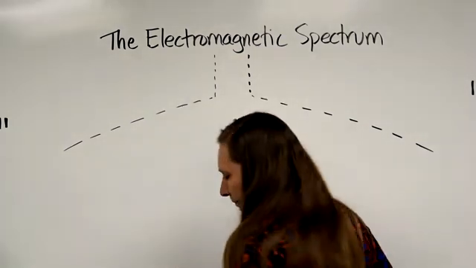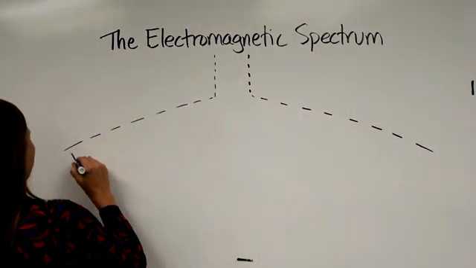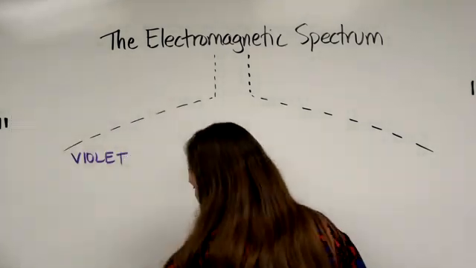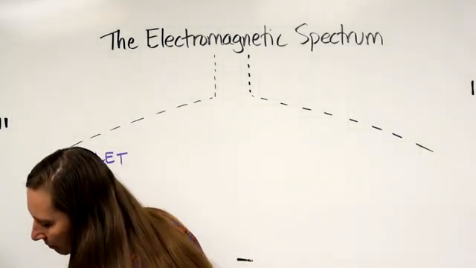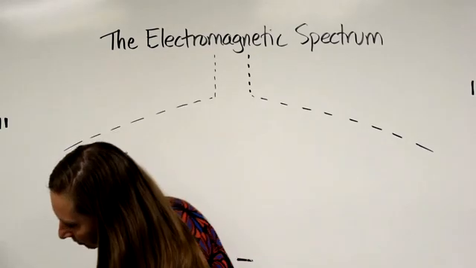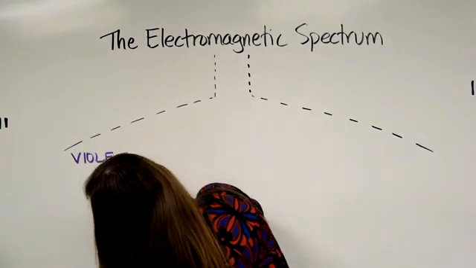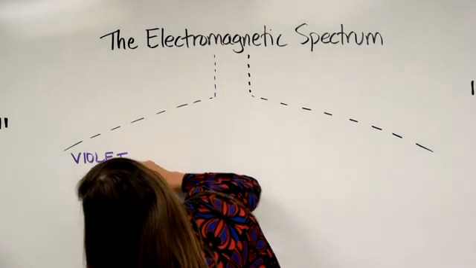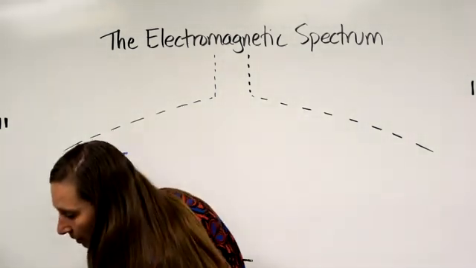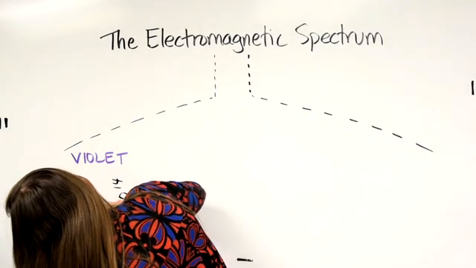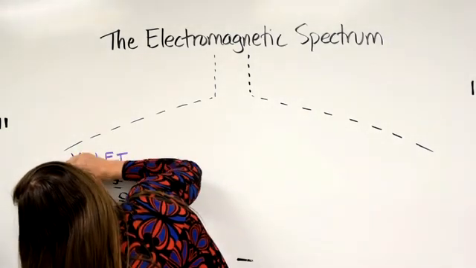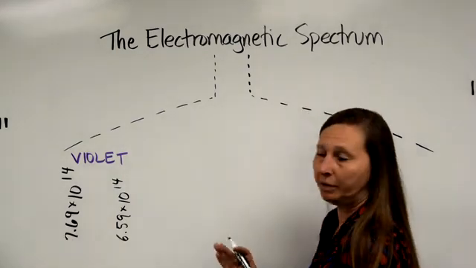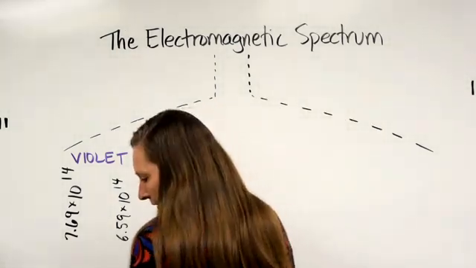Right, over here, you've got violet. And violet light is between a frequency of 6.59 times 10 to the 14th and 7.69 times 10 to the 14th. All right, so from here to here, that's going to be violet colored visible light.